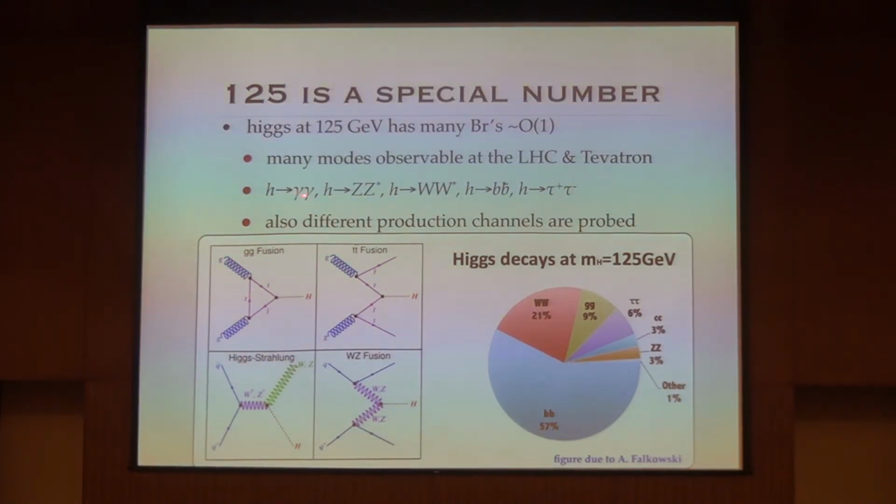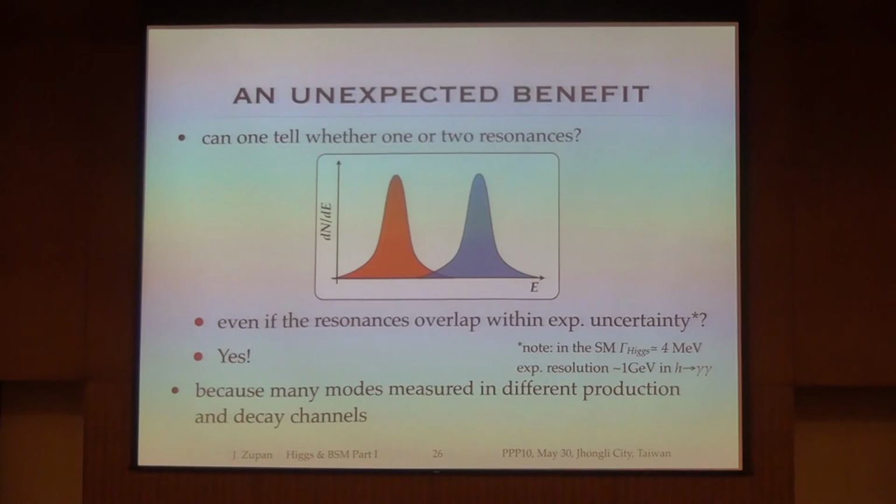I mentioned already Higgs to gamma gamma, Higgs to ZZ, Higgs to WW, Higgs to BB bar, Higgs to tau plus tau minus. It's dominated by Higgs to BB bar, roughly 60%, followed by the Higgs to WW, 20%. Then the glue glue will be hard to see, 9%, tau tau, and then so on to smaller branching ratios. And furthermore, you also have many production mechanisms that I mentioned already. Now, there's an unexpected benefit to this.